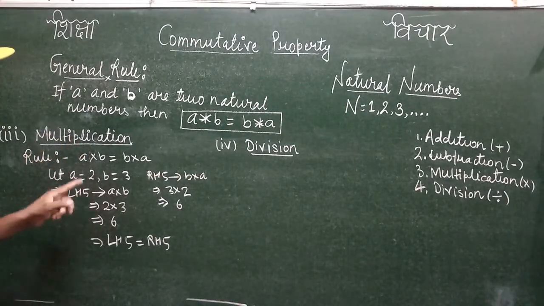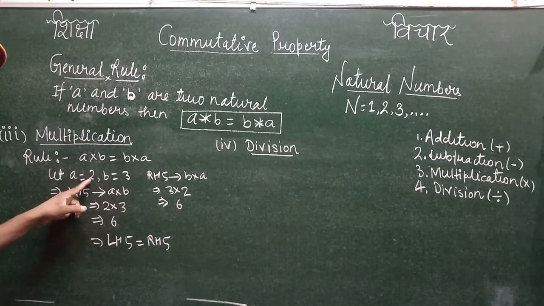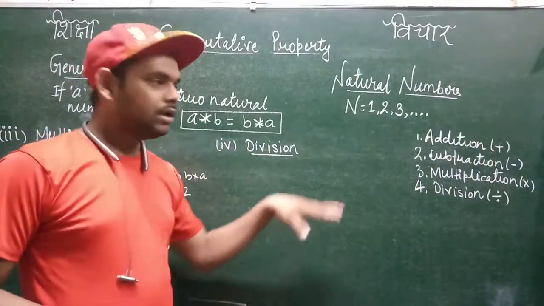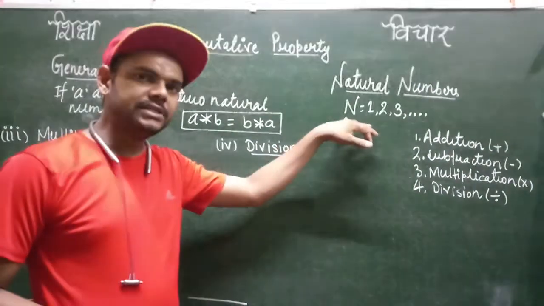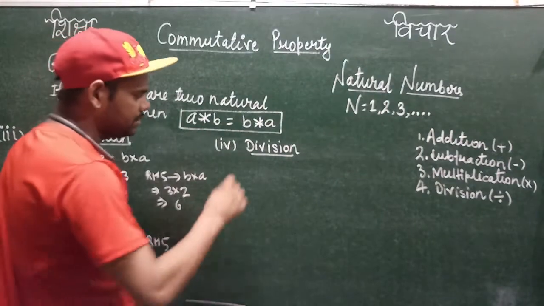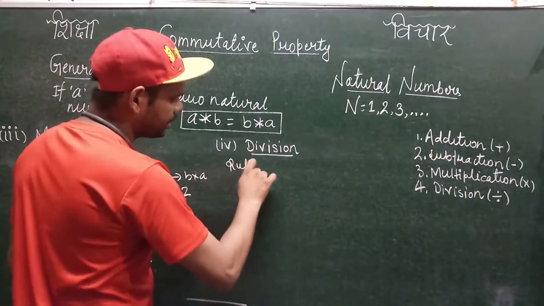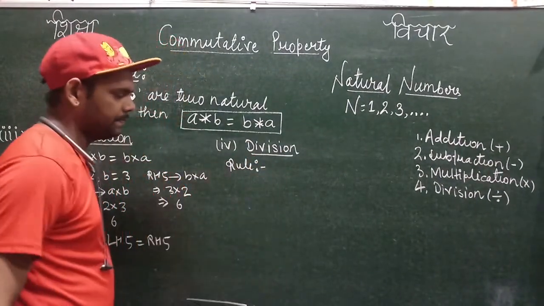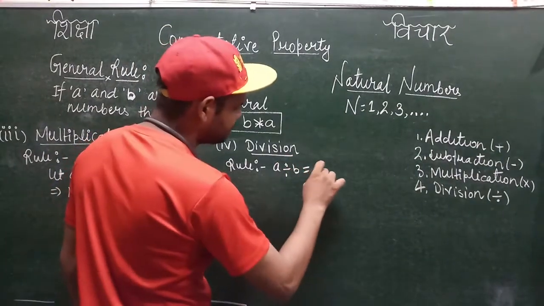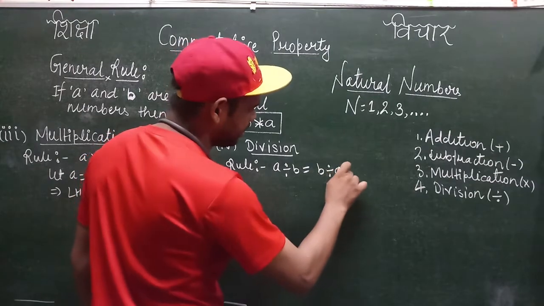Now see here, you can take other values instead of taking 2 and 3, but the condition is that those values should be from the set N, that is the set of natural numbers. Okay, now the last case, that is division. So the rule for division for commutativity says that A divided by B must be equal to B divided by A.